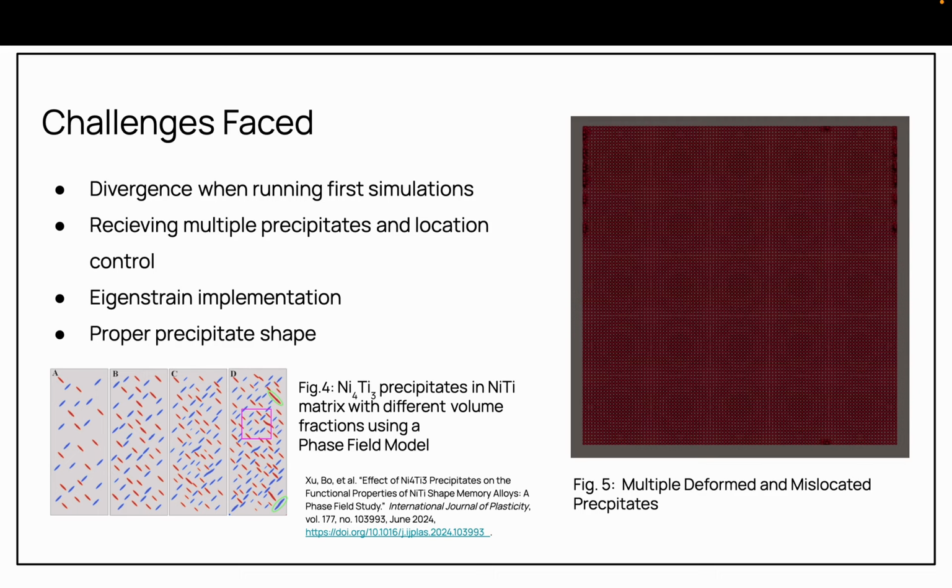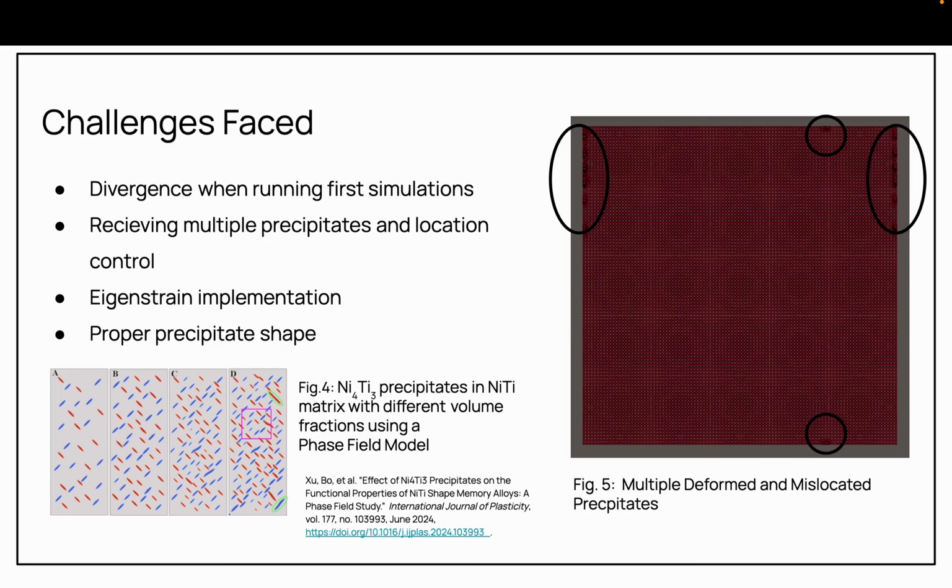Some challenges have been divergence when I first ran the simulations, so by adding solver tolerance parameters, I was able to fix this. I was also receiving multiple precipitates in random locations, as seen here. After seeding them, though, I was able to control the location and number of the precipitates and was very successful.